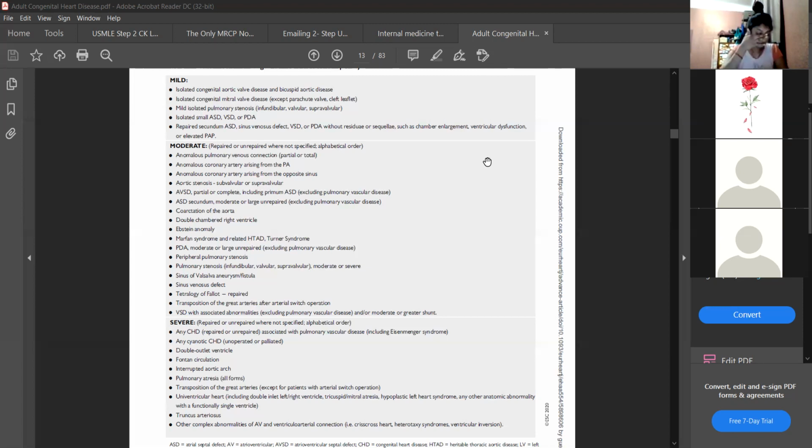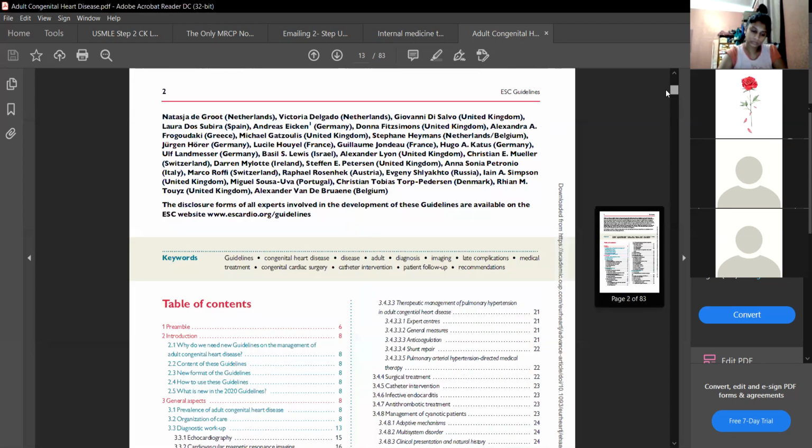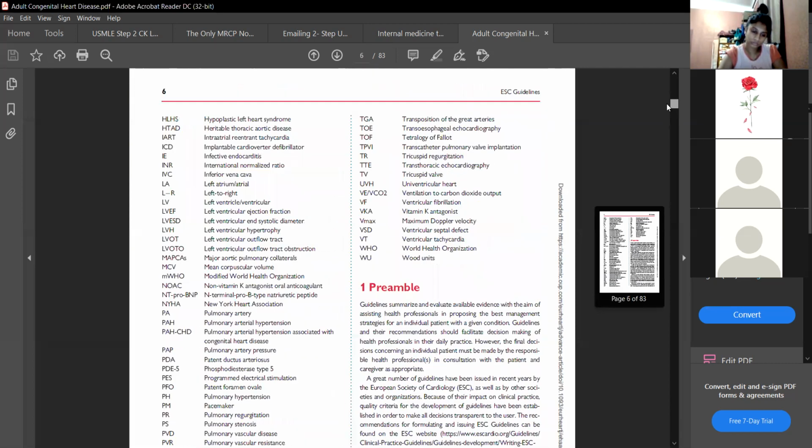So after learning all this classification, the topic itself, congenital heart diseases, is also still understudied. If you read the guideline here, let me show you something.